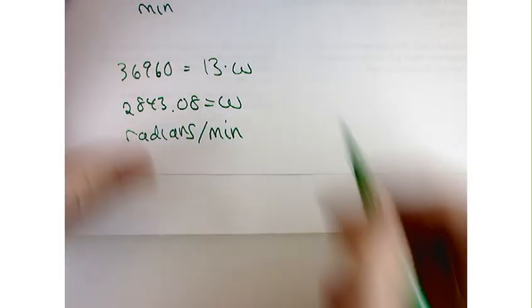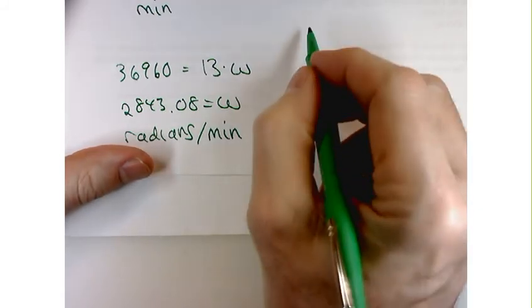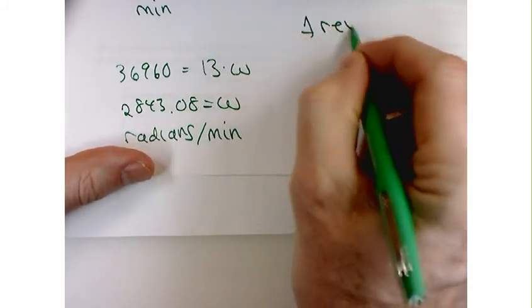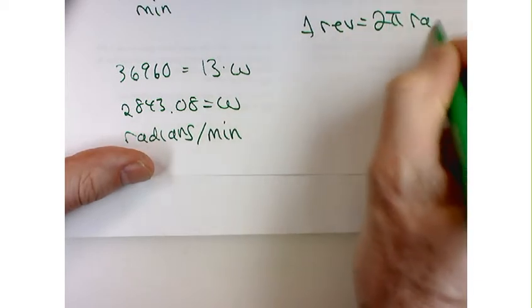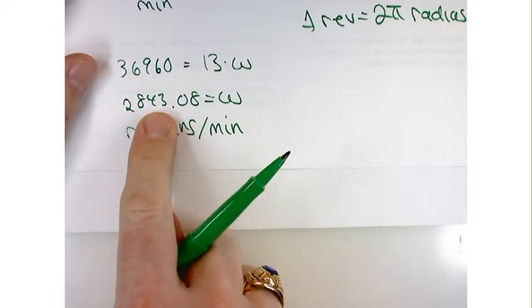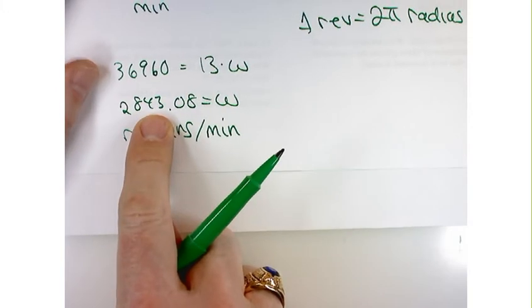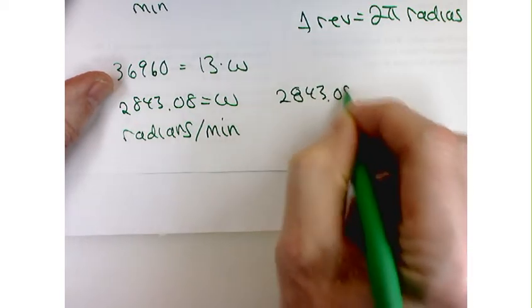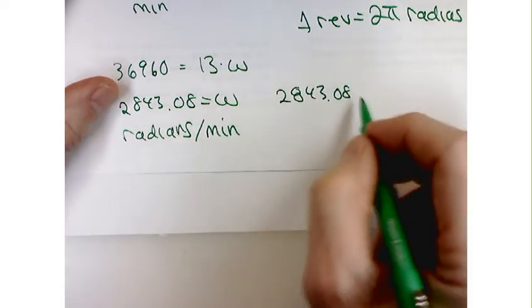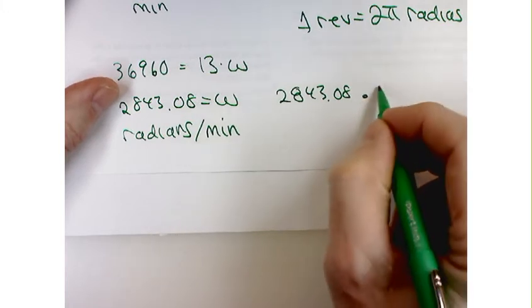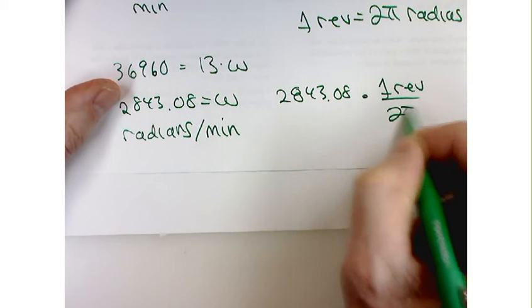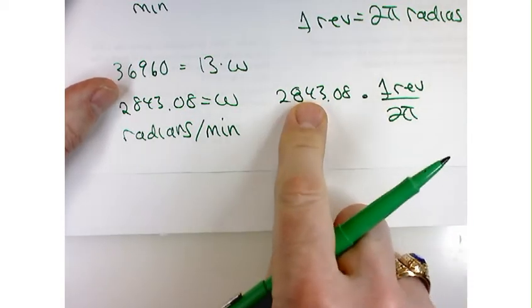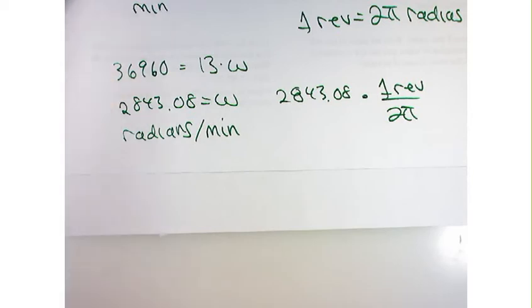Well, what's a revolution? How does a revolution compare to a radian? And we did that. One revolution is 2 pi radians. So if I want to convert this to the answer that they need, I've got to do one last little conversion. I've got to take 2843.08, and that's in radians per minute, and multiply it by 1 revolution over 2 pi radians. So basically, I need to divide this by 2 pi, and that'll get me revolutions per minute. And that's seemingly going to be a little bit more reasonable.